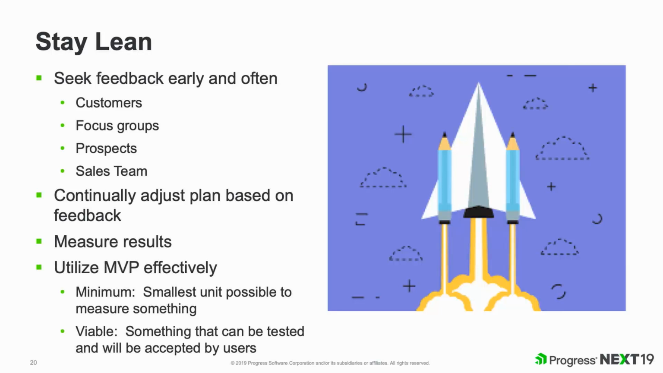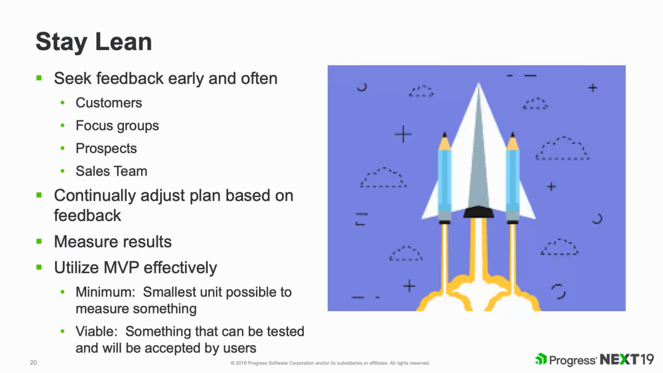And utilize the MVP effectively. That's another term that has a lot of overhead to it and a lot of different opinions on what it means. But I think focusing on the two words, minimum and viable, they go together. You want to build the smallest unit of work possible that allows you to get that feedback and measure results, but is viable, something that can be tested and will be accepted by users.